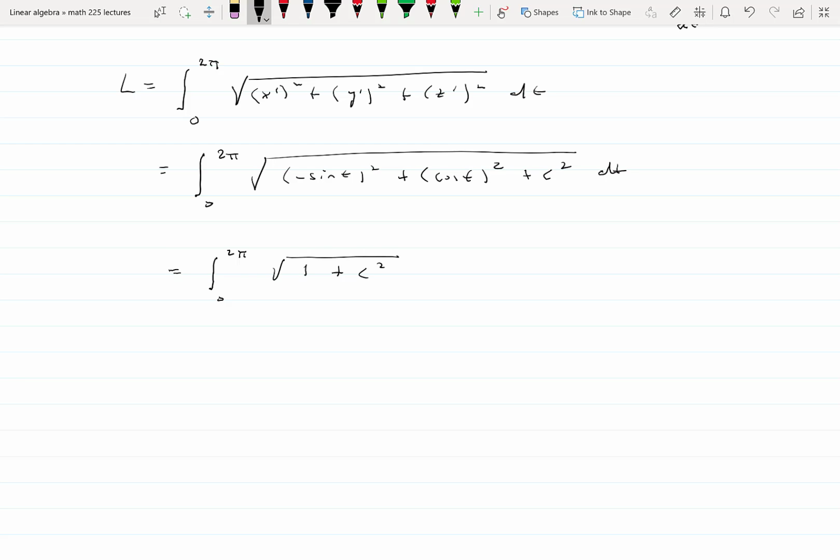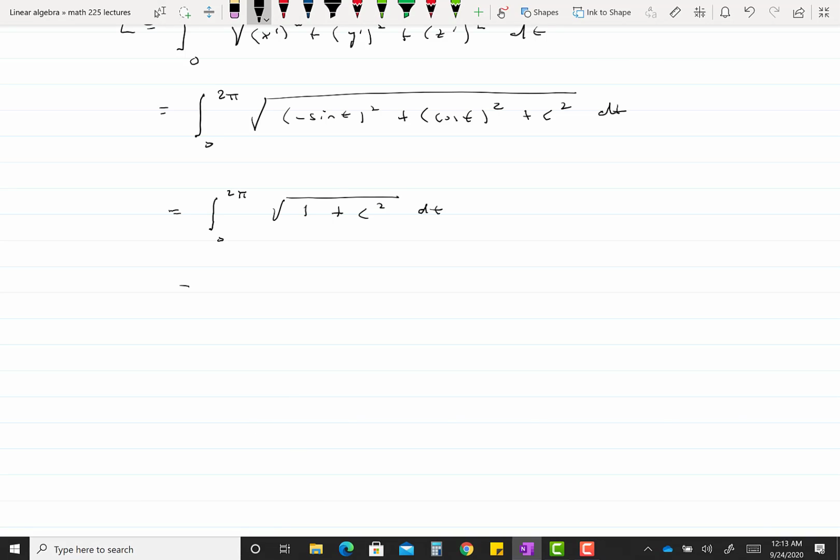No, I have a lot of faith in your ability to remember the trig, especially if you got through Calc 2 with all that trig. In any case, we're integrating the square root of 1 plus c squared dt. Now there's no difficulty in this integral. c is a constant. It's not a non-constant function of t. So there's no fancy integration required here.